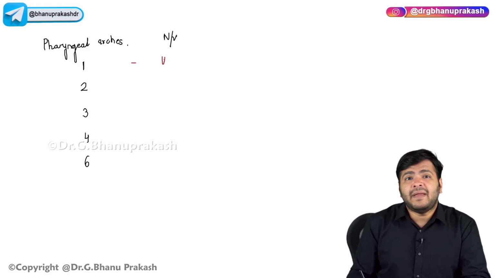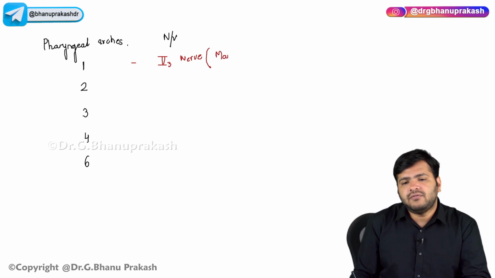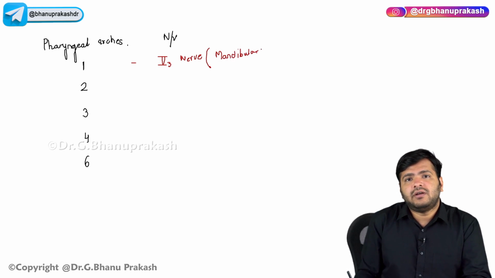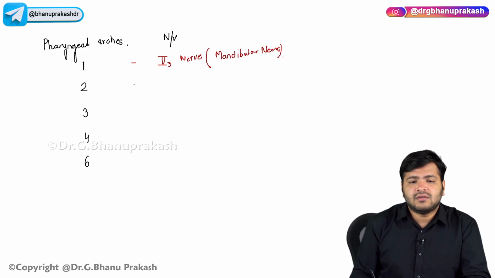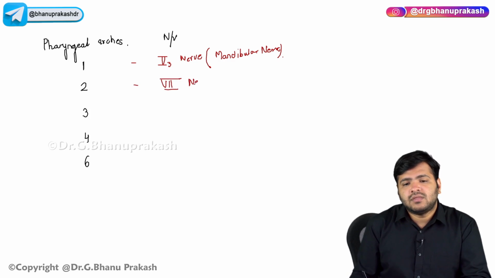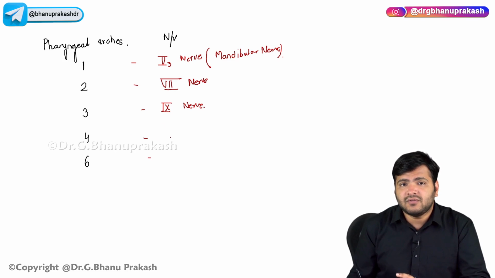So the first pharyngeal arch is basically supplied by the mandibular nerve, that is the third part of the trigeminal nerve. Then we have the second one, which is supplied by the seventh cranial nerve. Then the third one is supplied by the ninth cranial nerve. Then we have the fourth and sixth, basically they are supplied by the vagus nerve.